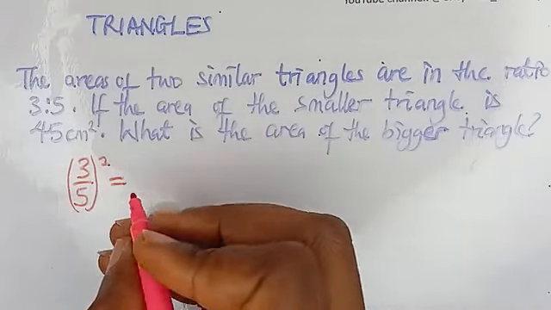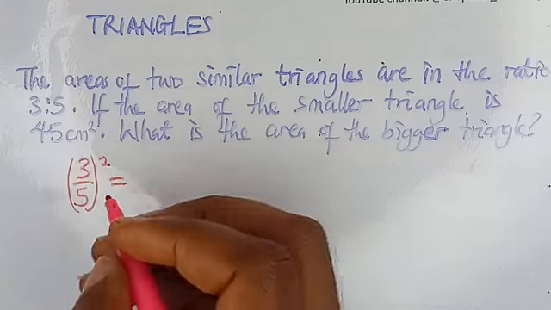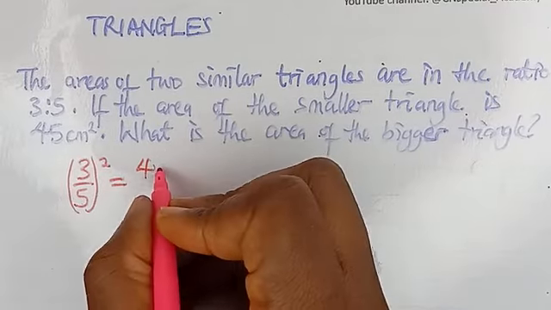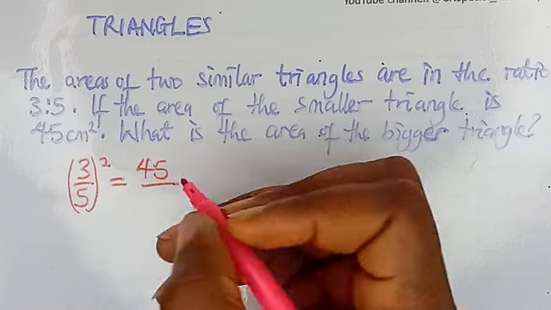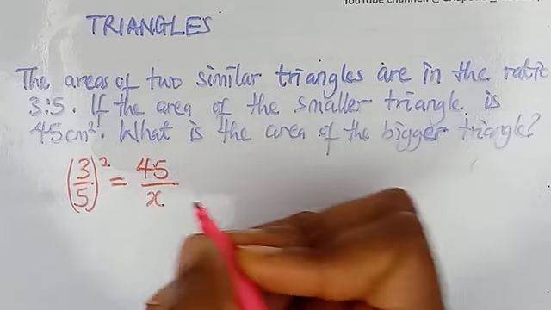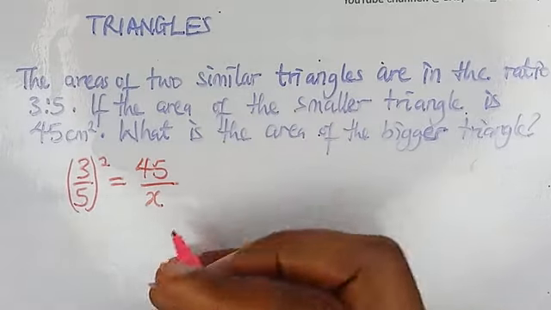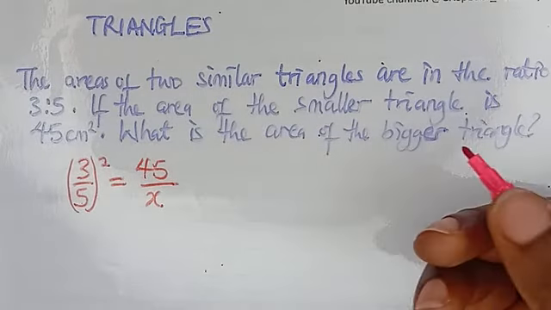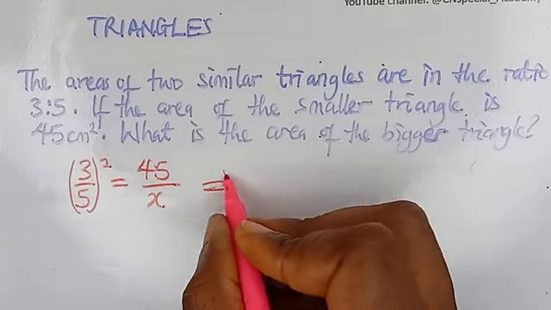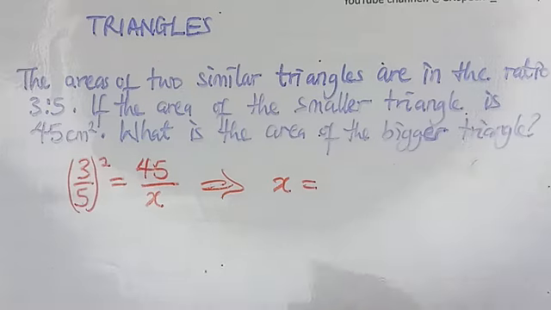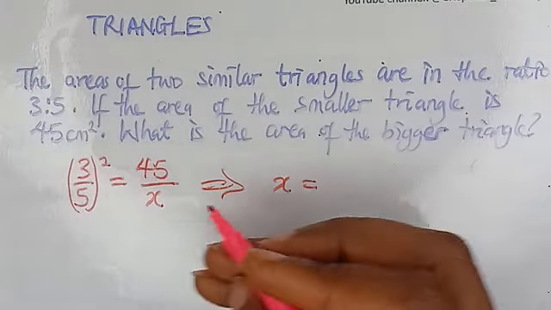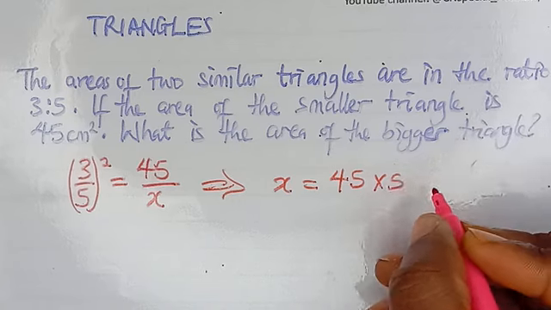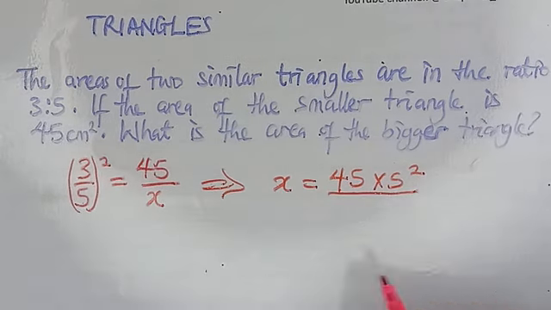So we separate it into 3 squared over 5 squared, which is equal to the smaller triangle, 45 cm squared, over the bigger triangle, let's call that x. So this represents the area of the bigger triangle. We are going to make x, the area of the bigger triangle, the subject of the formula. So x is equal to 45 times 5 squared, cross multiplying, over 3 squared.